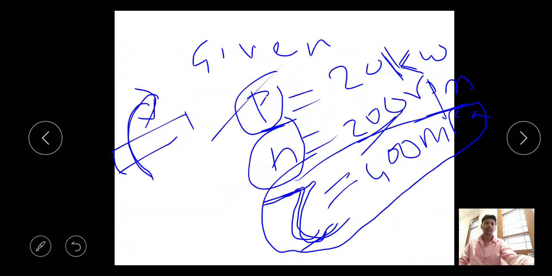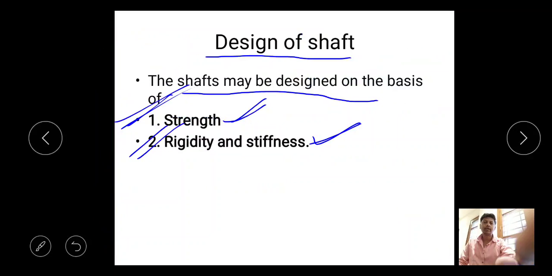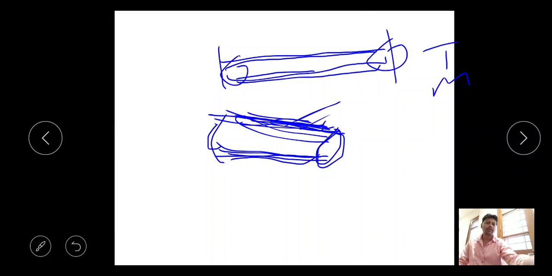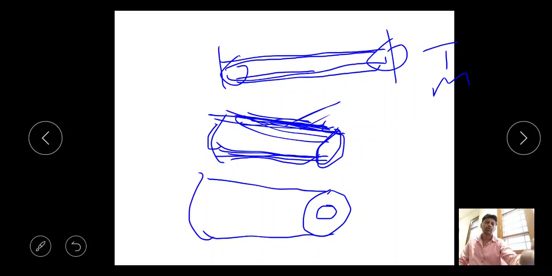What do you mean by solid shaft and hollow shaft? Take this example as I explained here. This is a solid shaft. If I draw a hollow shaft here, it will look like this. You have material here, and here you have a hole. It is called a hollow shaft.